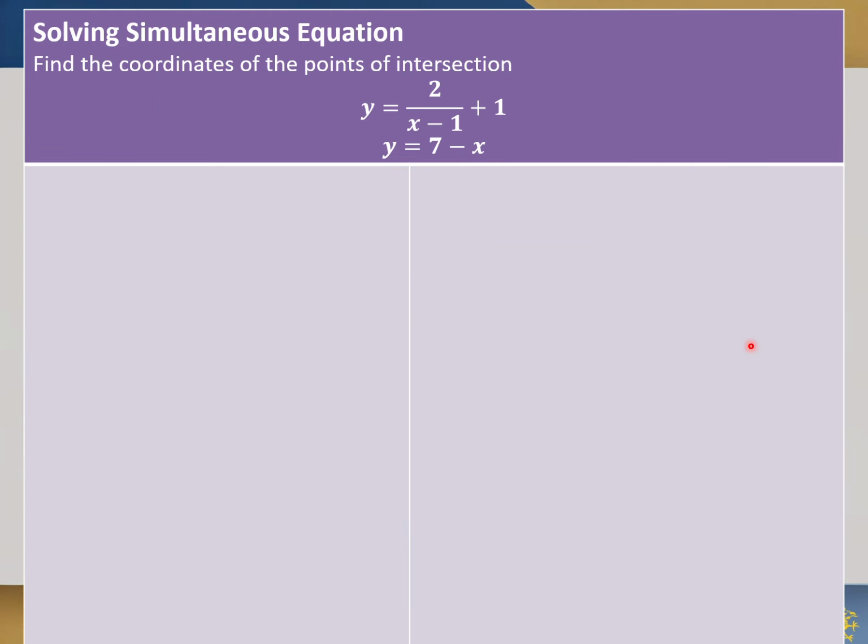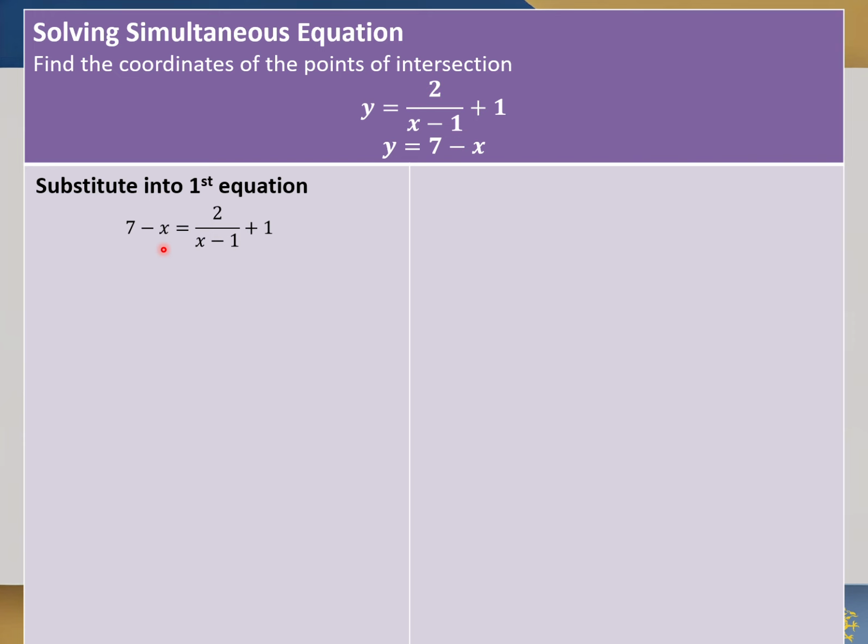Okay, next question. It's the same type of question, it's just different graphs we're looking at. We are going to find where both of these graphs cross. y equals 2 over (x minus 1) plus 1 and y equals 7 minus x. So we've got a hyperbola and we've got a linear. Again, I'm going to substitute one into the other, but they're both equal to y, so I can make them equal each other.